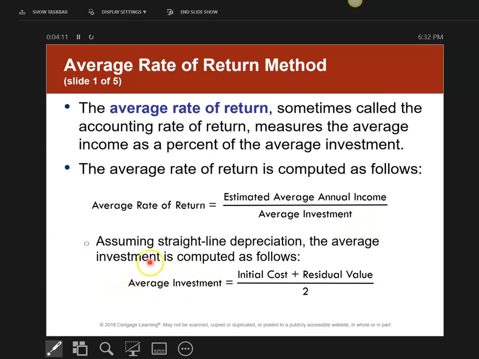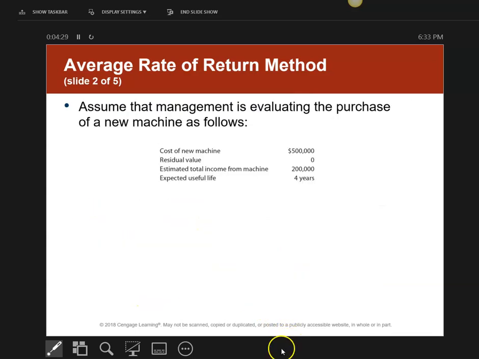The average investment has its own formula, down here. We're going to assume we're using straight line depreciation on all of these things. So the average investment is the initial cost plus the residual value, divided by 2. You've got to know this formula in order to calculate the average rate of return. So here we go. I'm thinking about buying a new piece of equipment. It's going to cost me $500,000. It has no residual value.